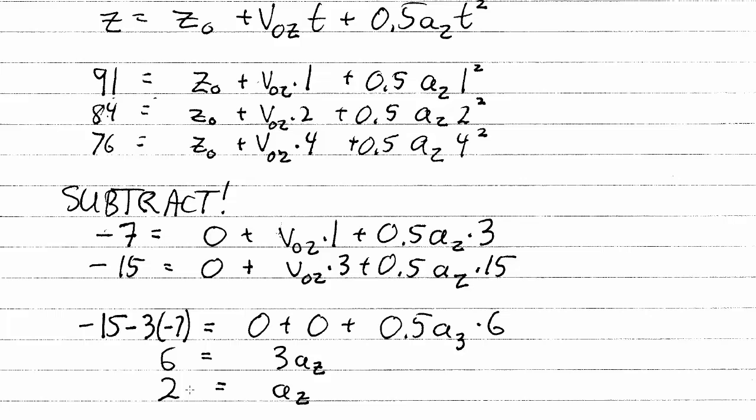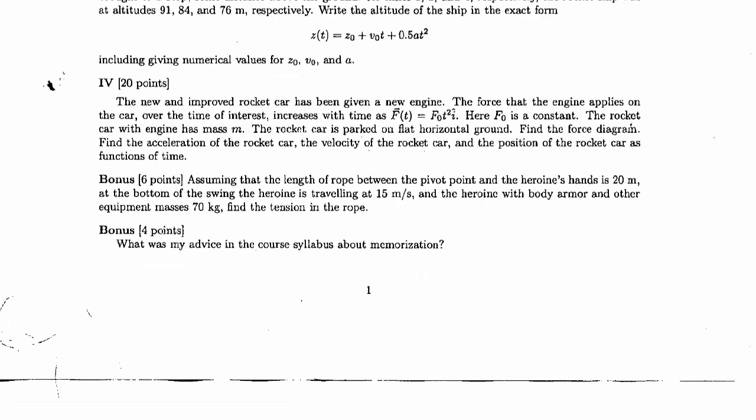Now that we have a sub z, we can plug it in to one of the equations up here and compute v0z. That gives us v0z, and we work back up to the top. We now know v0z and az, and we plug it in, and we can solve for z0. Having done this, we can write z in terms of the three unknowns z0, v0z, and az. So that's how we proceed with this.